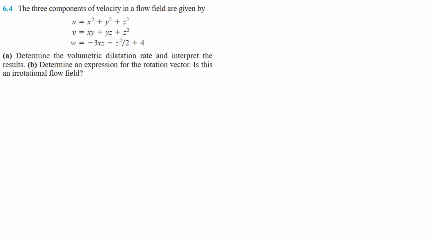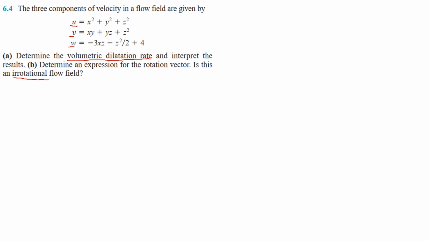So now let's look at this problem. We have three components of velocity in a flow field. That is the x component of velocity, that is given as x square plus y square plus z square. That is the y component of velocity, and that is the z component of velocity. In part A, we are required to see whether this flow is linearly deforming, and whether there is a linear motion or not. So that is the volumetric dilation rate that we have to find. And in the second part, we are going to find whether this flow is irrotational or not.